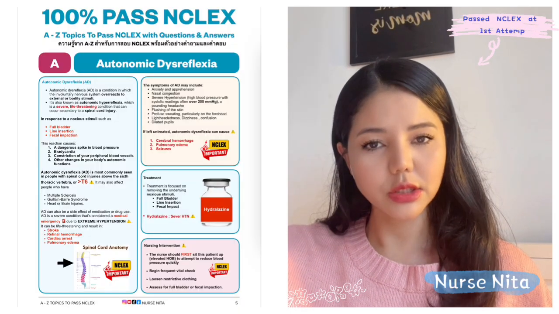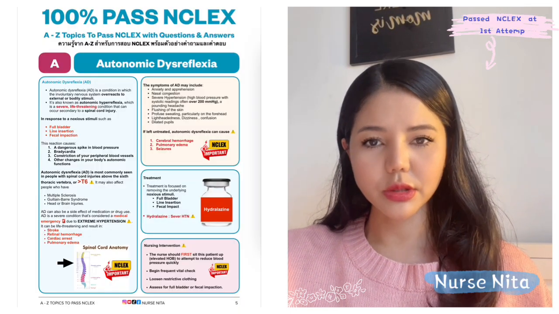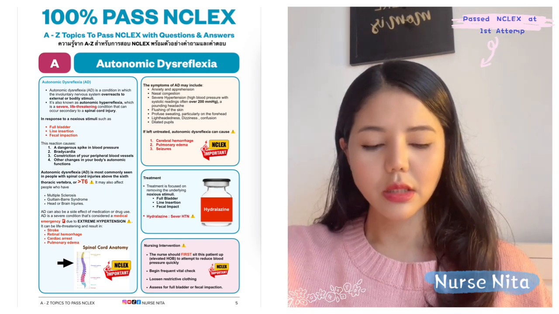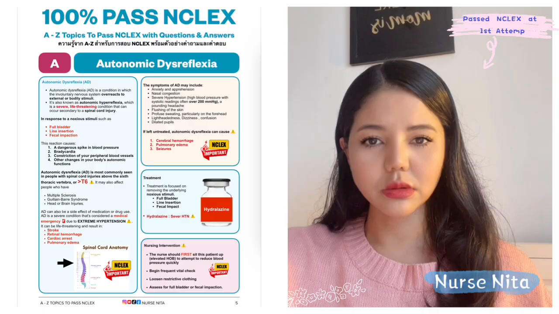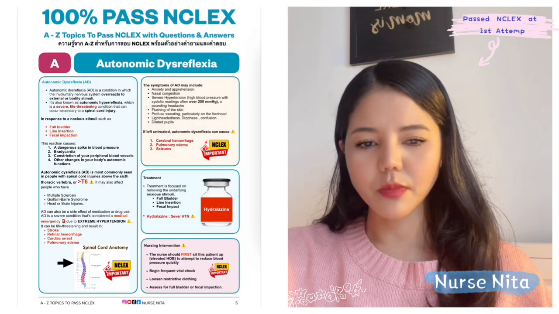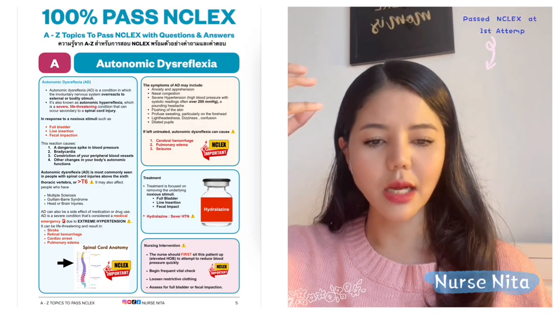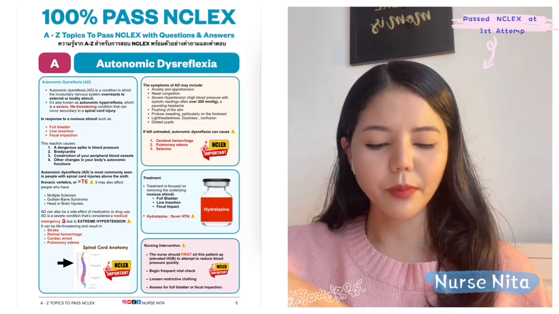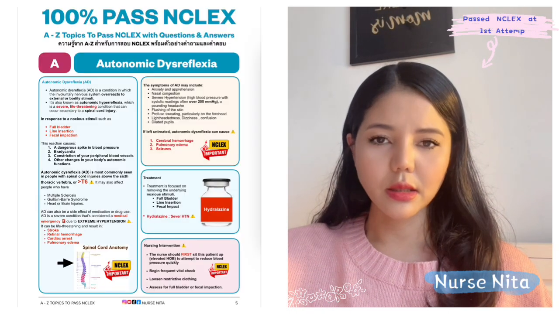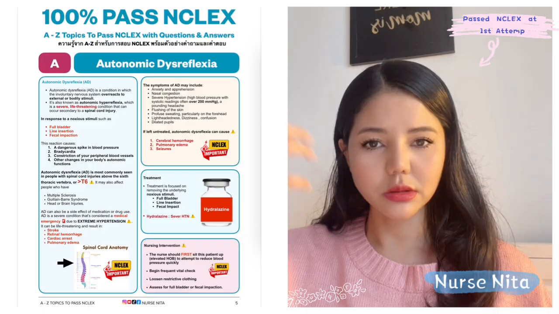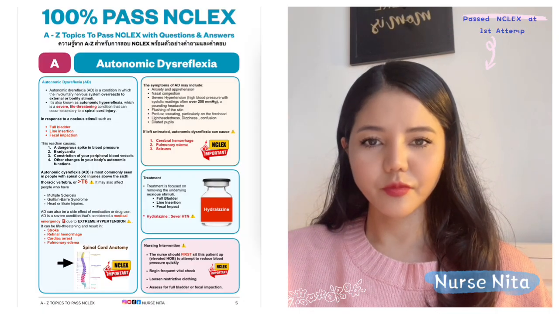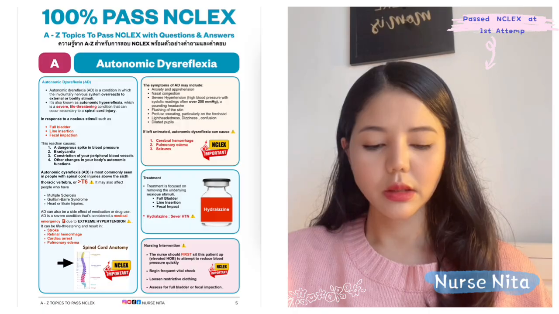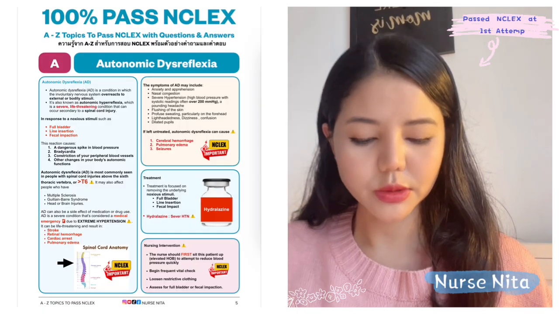Because we would like to reduce the blood pressure, reduce the blood that goes to the brain. The patient with autonomic dysreflexia has a high blood pressure and a headache. So if we sit the patient up, elevate the head of the bed, the patient will feel better about the headache, and the blood pressure is reduced.